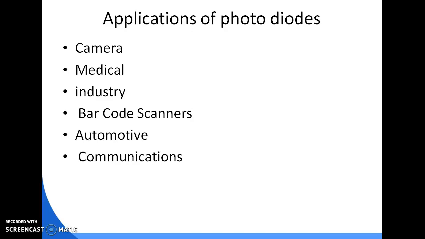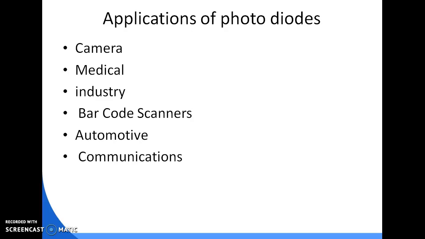The applications of photodiodes. We can use photodiodes in cameras for autofocus or for photographic flash control, etc. Then for medical purposes, like X-ray detection, pulse oximeters, blood particle analyzers, etc., we can use photodiodes.